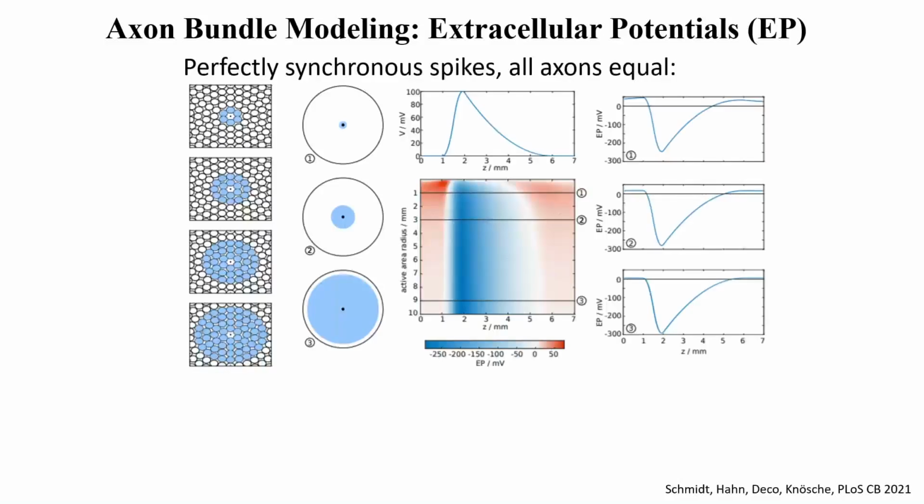So if you now consider one axon, this black dot there, surrounded by many other axons that carry action potentials, then of course the first thing which is immediately clear is that all the effects will add up. So if we first assume that all these action potentials in the surrounding axons are perfectly synchronous, so they are at the same time, at the same place, then if you increase the size of this axon bundle, the effect, the extracellular potential, will reach quite some magnitudes.